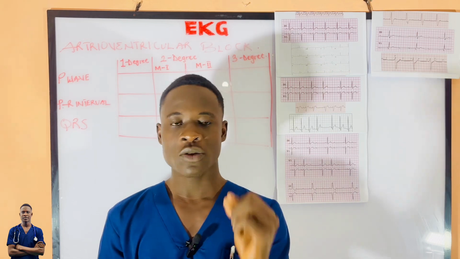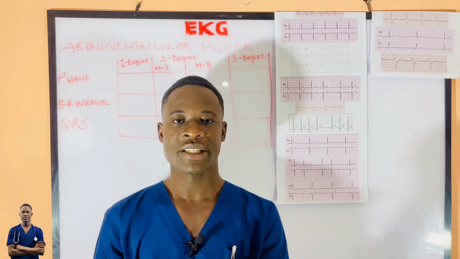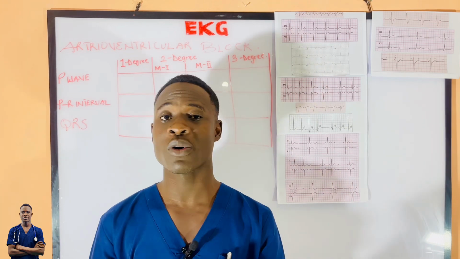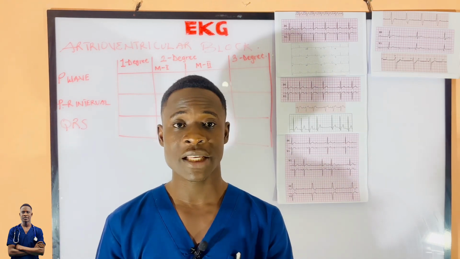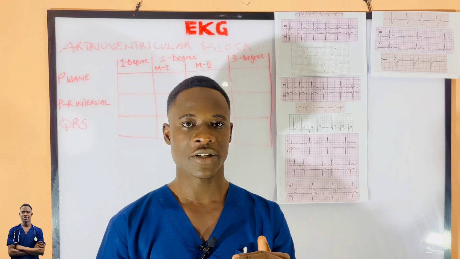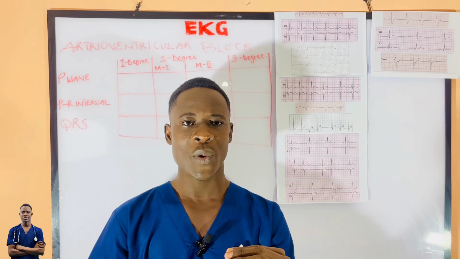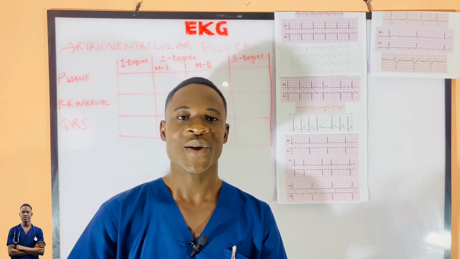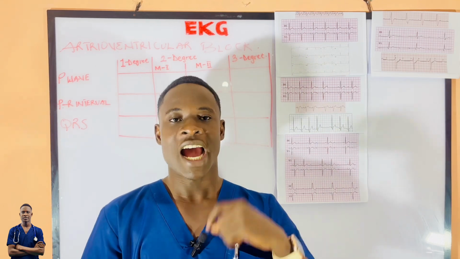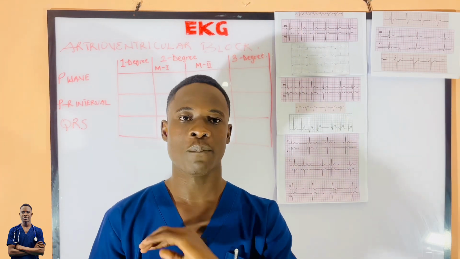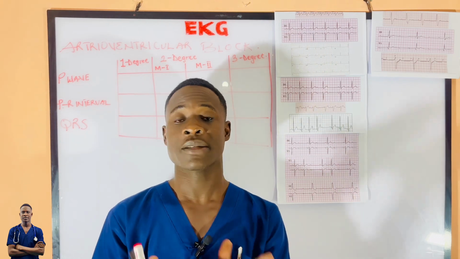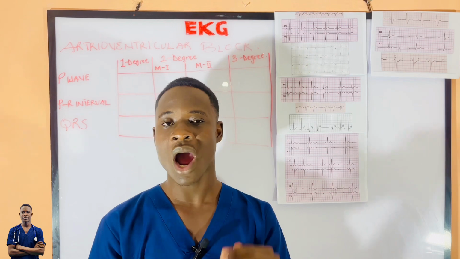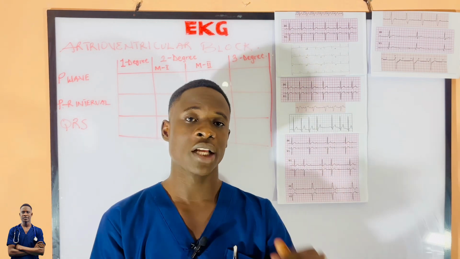Physiologically, this transmission takes about 0.12 seconds to 0.2 seconds to be transmitted from the atria to the ventricle. So in the condition in which there's an increase in time taken for the transmission, we say we have an atrioventricular block. Now it has various types. We'll go through each and every one and how to identify it on the EKG graph.